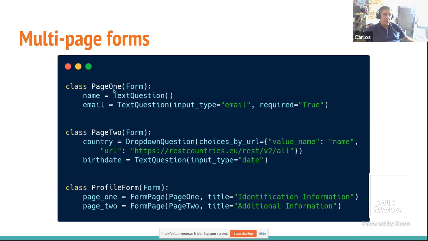To define a multi-page form, you just create a couple of forms with some controls, for example, page one and page two here. And then you add the different fields that you want to use. Take a look, for example, at the drop-down question that allows things like passing a URL for a RESTful service to get the values. So the library takes care of many of the things that we usually have to program on the Python side. And to create a multi-page form, you just create a new form and use a thing that I call the form page, where you associate each form with a page, giving it a title, and then you get a multi-page form.